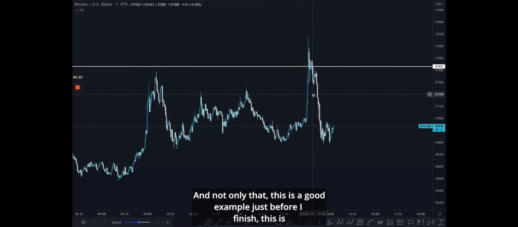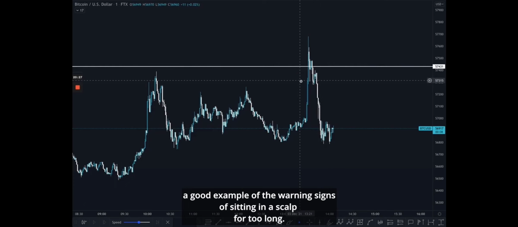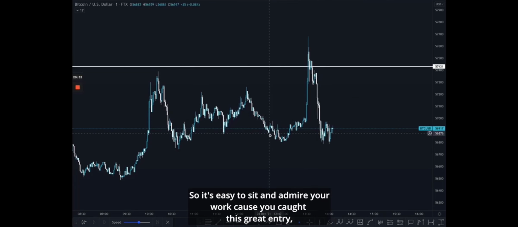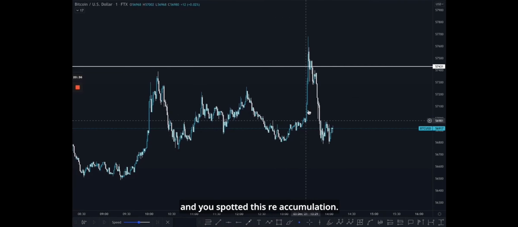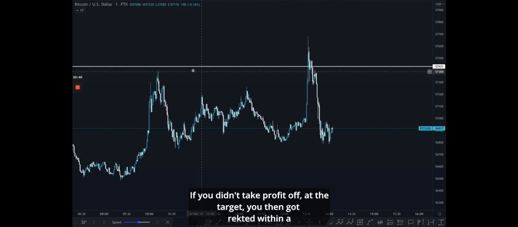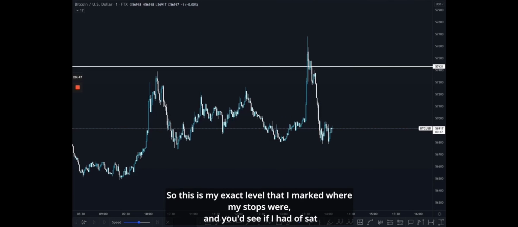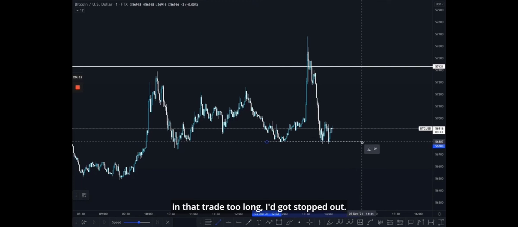And not only that, this is a good example, just before I finish, of the warning signs of sitting in a scalp for too long. It's easy to sit and admire your work because you caught this great entry and you spotted this reaccumulation. If you didn't take profit off at the target, you then got wrecked within a couple of minutes and right back down to where your stops would have been. So this is my exact level that I marked where my stops were. And you'd see if I had sat in that trade too long, I'd have got stopped out.